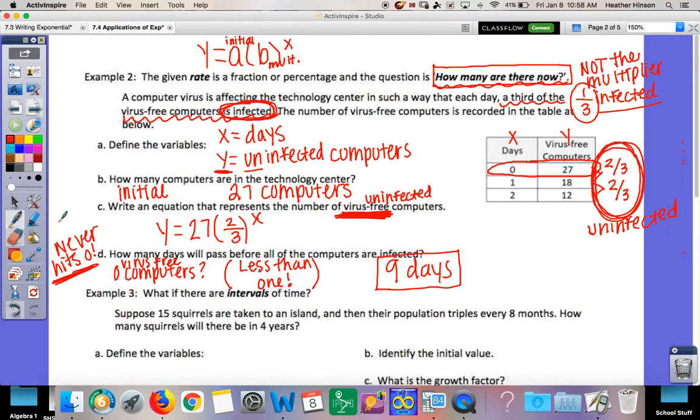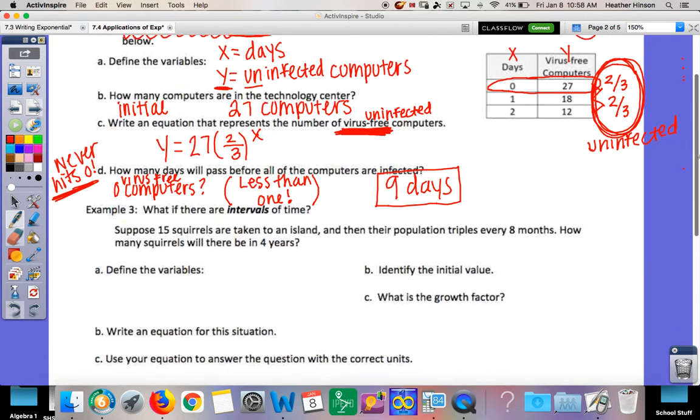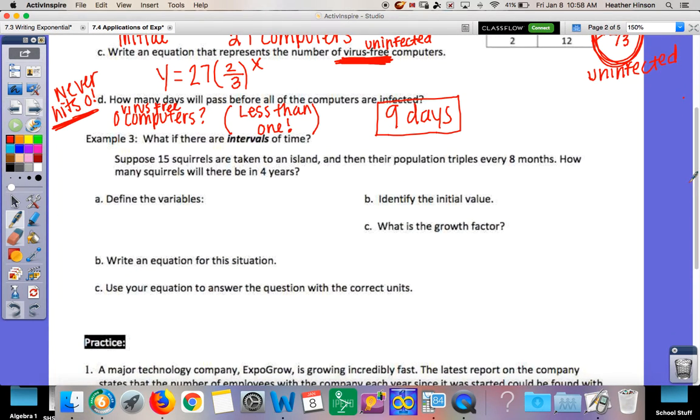That's all you need to see. You're going to have a couple of those. So all you have to figure out is where it's less than 1. Okay, example 3. What if there were intervals of time? So where it's not just changing every month or every year, it's changing a specific amount of time.